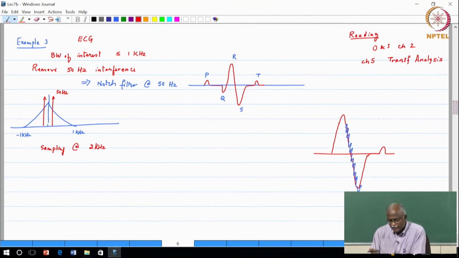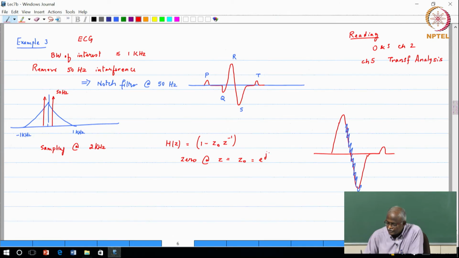So, transform analysis says that if I have to remove a sinusoid completely, I have to put a 0. My transfer function must have a 0 at that frequency. So, my H of z, my discrete time filter's transfer function, whatever else it has, must have a 0 on the unit circle at that frequency. So, basically it must have a transfer function which is 0 at z equal to z naught, okay, and z naught is a 0 on the unit circle.